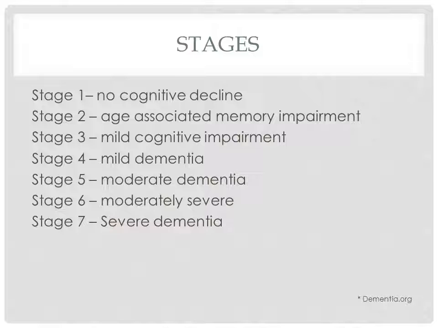Stage 3 is mild cognitive impairment. Cognitive problems are apparent as the patient gets lost easily, forgets names of family members and close friends, has difficulty retaining information read, and difficulty concentrating.